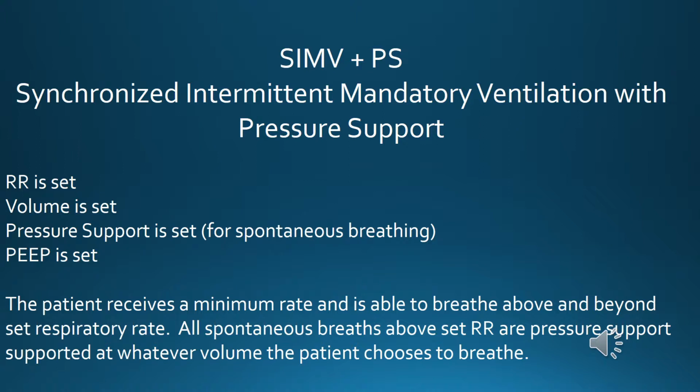This is typically a weaning mode because you can dial back the mandatory breath rate. Starting at 12, you can dial it back and typically reduce it by 2. So you're down to a breath rate of 2, and then that's almost the same as breathing in a spontaneous mode. And then you can tell if the patient's going to make it or not and have a successful extubation.